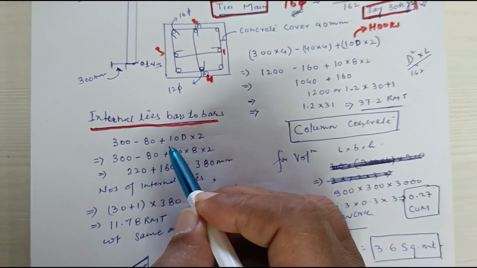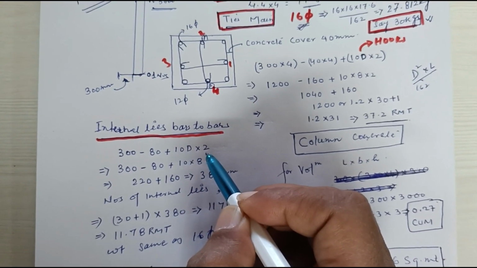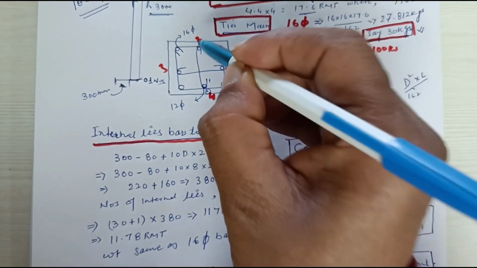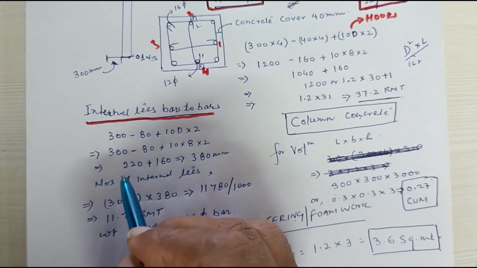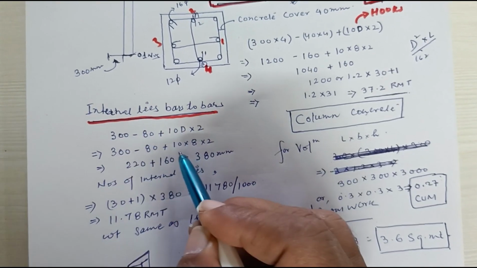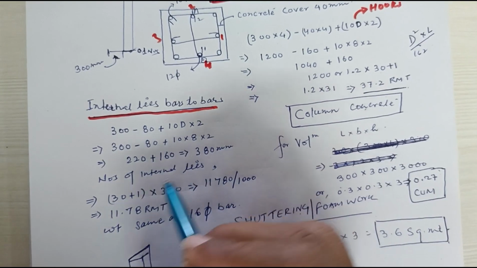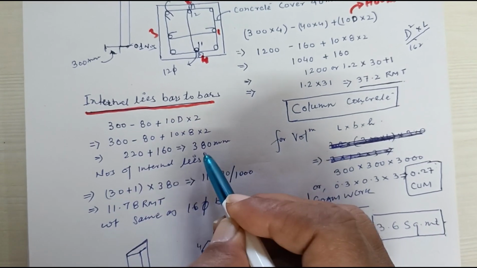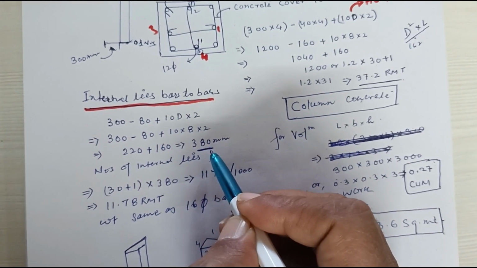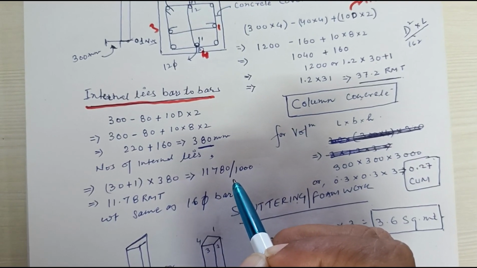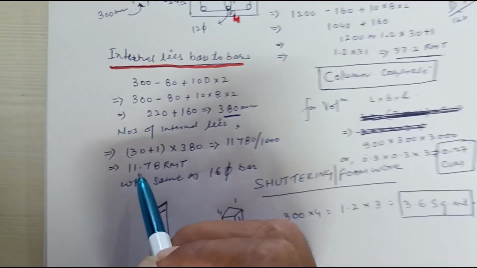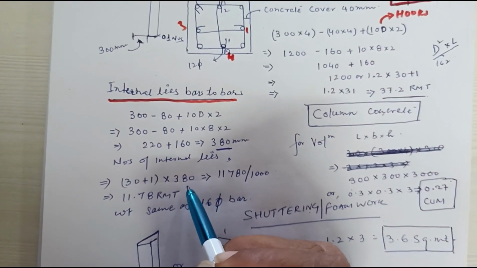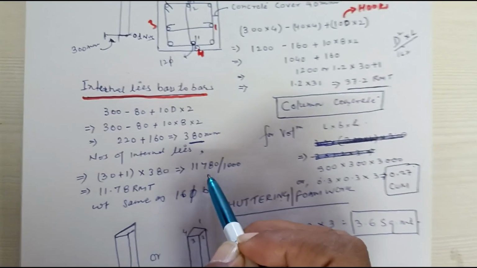This came 80, minus 80 plus 10d into 2. Okay, because of 10d, one is this and one is this. Okay, 10d into 2. Then what came? 300 minus 80 plus 10 into 8 into 2. What will come? 220 plus 160. It will come 380 mm. Okay, for number of ties, this is for number of ties, 30 plus 1 and 380.